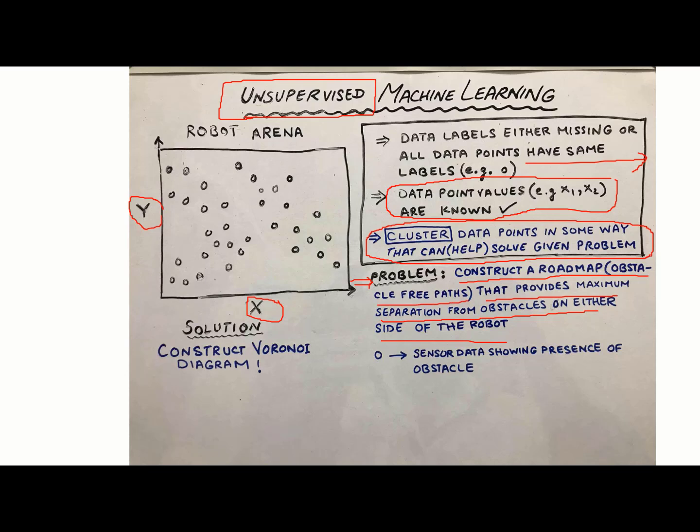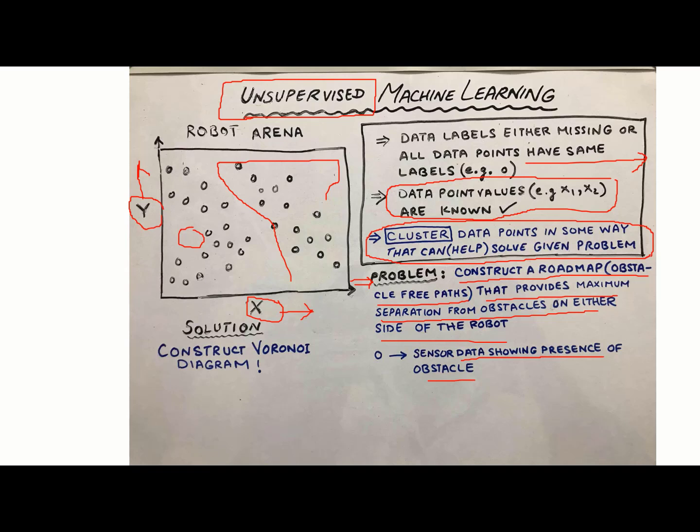So in a sense, we have to find an obstacle-free path between the obstacles as your robot tries to navigate through this arena. So here, this figure represents the arena, the x-axis and the y-axis here, and these circles indicate the sensor data has sensed an obstacle. So all of these circles represent the presence of an obstacle.